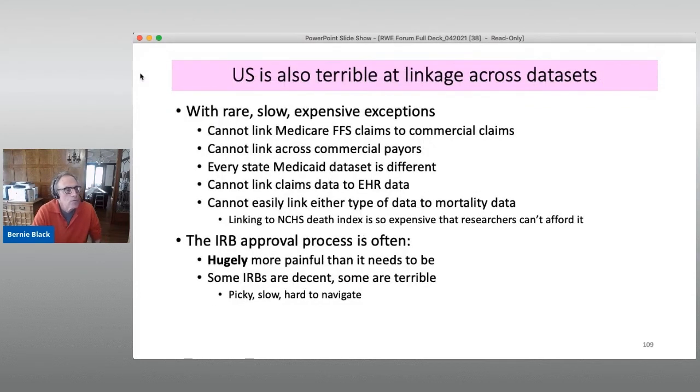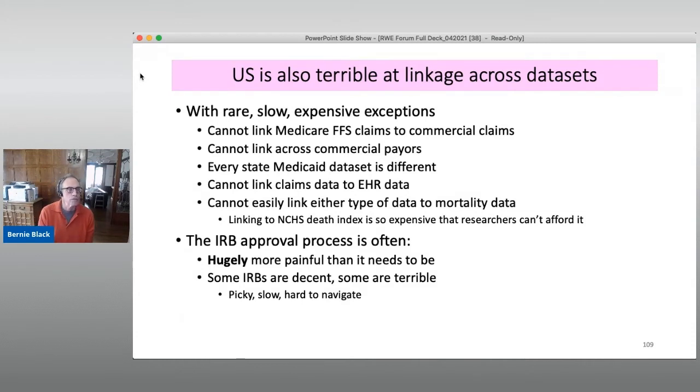We are also terrible at linking across data sets. With rare and slow and expensive exceptions, you can't link Medicare claims to commercial claims, even if both sides agree. You can't link across commercial payers. The commercial payers won't agree. Every state Medicaid data set is different. You can't link claims to EHR, and you can't link either type of data easily to mortality data.